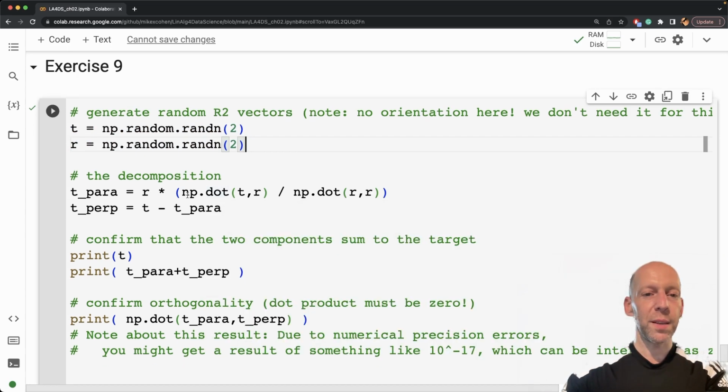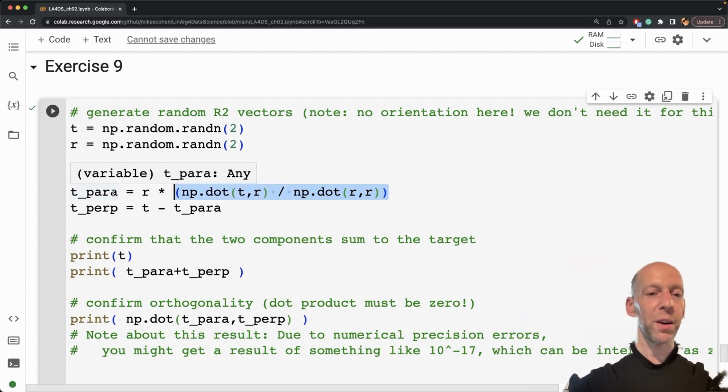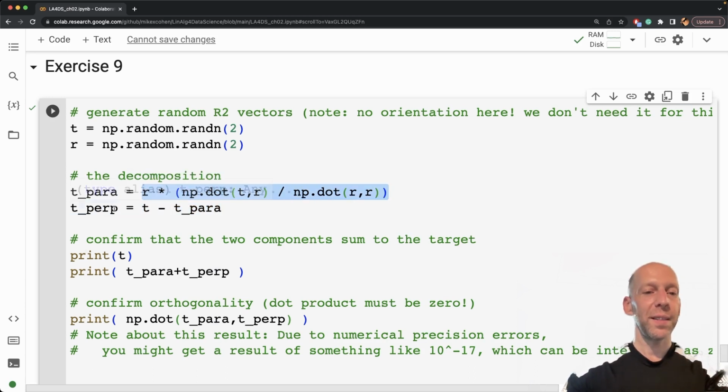Here's the decomposition. This, of course, you will recognize from the previous exercise and also from the book. So we have the dot product of t with r divided by the dot product of r with itself. So different variable names compared to the previous exercise, but same concept. So this gives us the scalar. And now to get the vector t parallel, we need to scalar multiply vector r. And then to get t perpendicular, we literally just subtract them. So we start from t and we subtract off the parallel component, and what's left, the residual, is the perpendicular component.